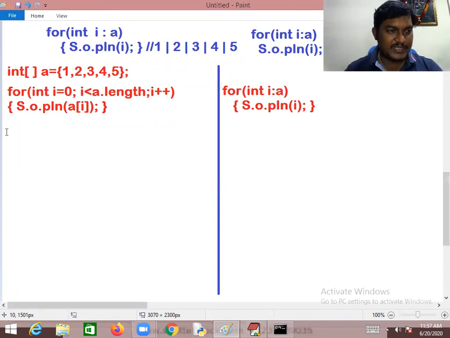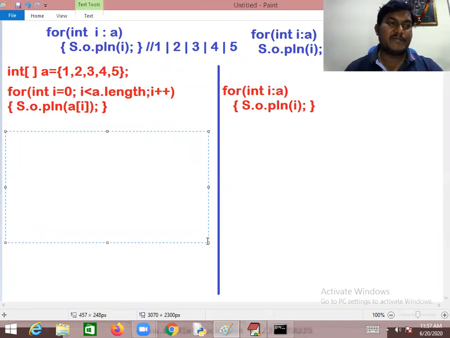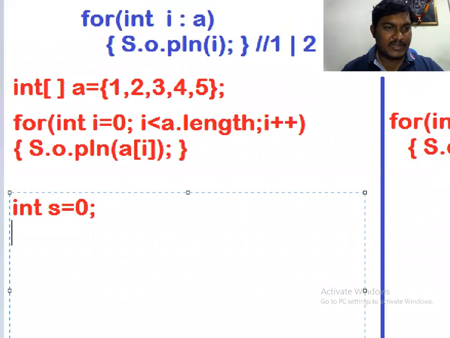Sir, I want to write a small piece of program to find the sum of array elements. This is not a great matter for you guys. Integer S is equal to 0. Now what is the array? A of 0, A of 1, A of 2, A of 3. The index values, you guys are already aware. Index value starts with 0. This is 0, 1, this is 2, this is 3, this is 4. That is the index value.